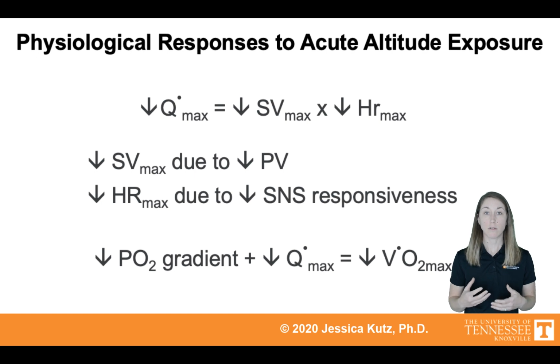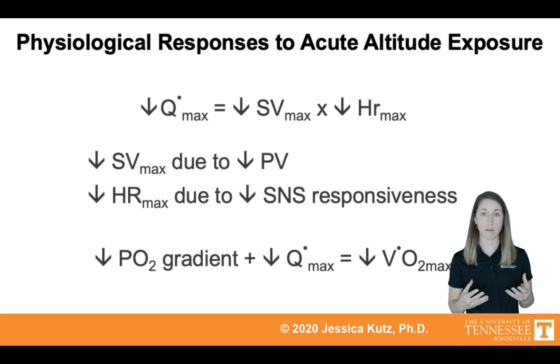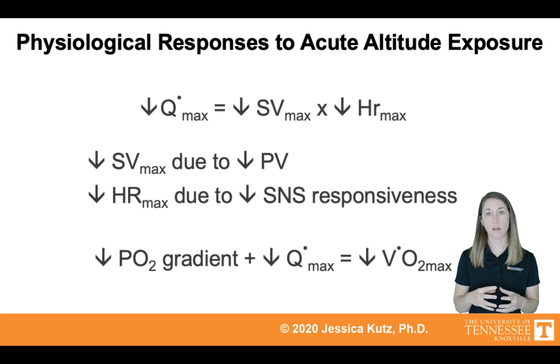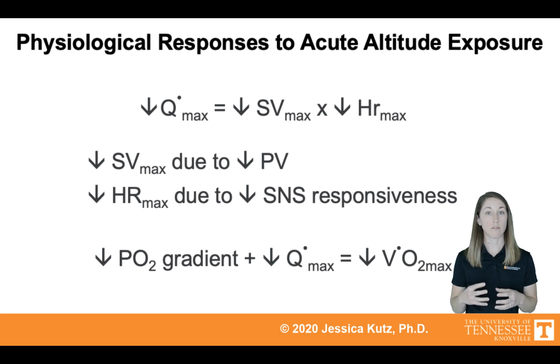Additionally, the sympathetic nervous system responsiveness is going to go down. So that's less signaling to the heart to increase heart rate. So we might see a blunted maximal heart rate in this case. Both of those things are going to combine to give us a smaller maximal cardiac output. Additionally, as we've talked about, barometric pressure goes down as we go up in altitude, which means the partial pressure of oxygen has also gone down.